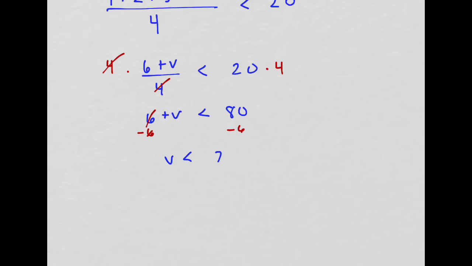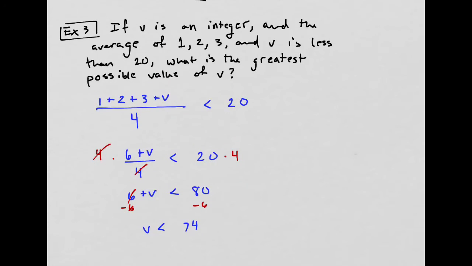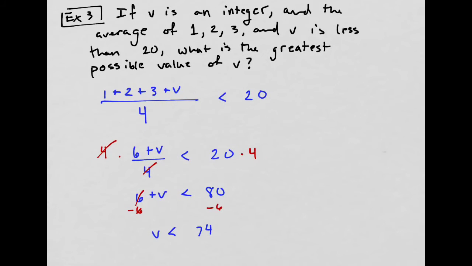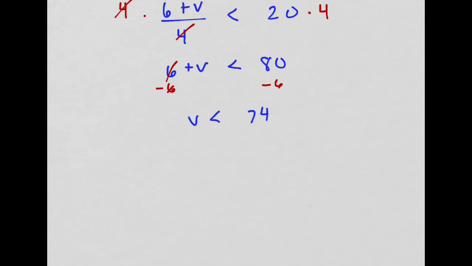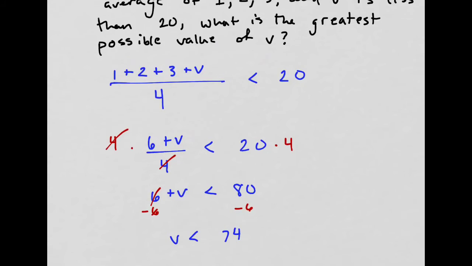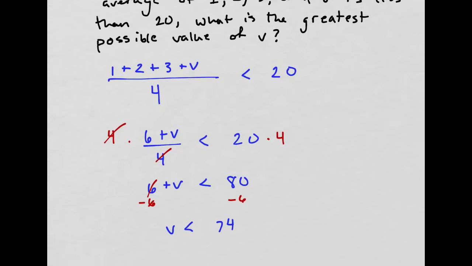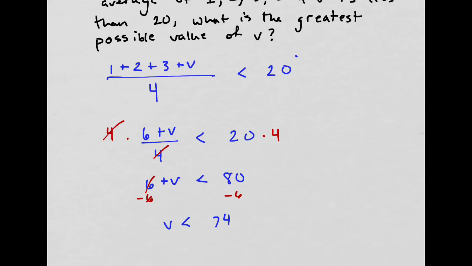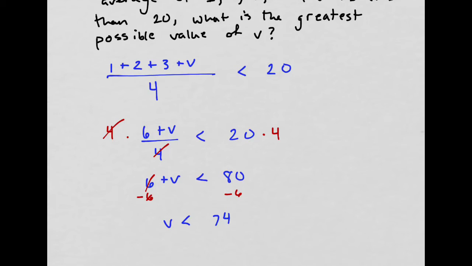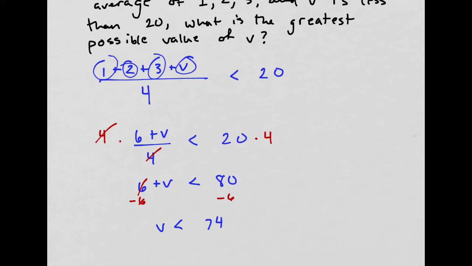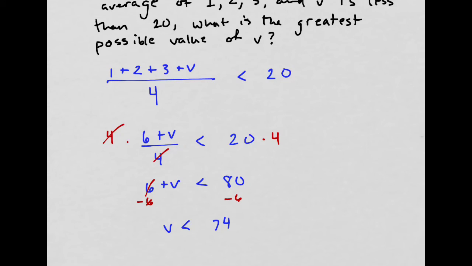So what's the question asking? It says, what is the greatest possible value of v? Well, it can't be 74, because look what happens. If I put in a 74 here, there, then I get too much. I get equals 20. You could try it. You would get equals 20. What is 74 plus 6? It is 80, right? 74 plus 3 plus 2 plus 1, that's 80. And then divided by 4 is 20. That would be equal to 20.